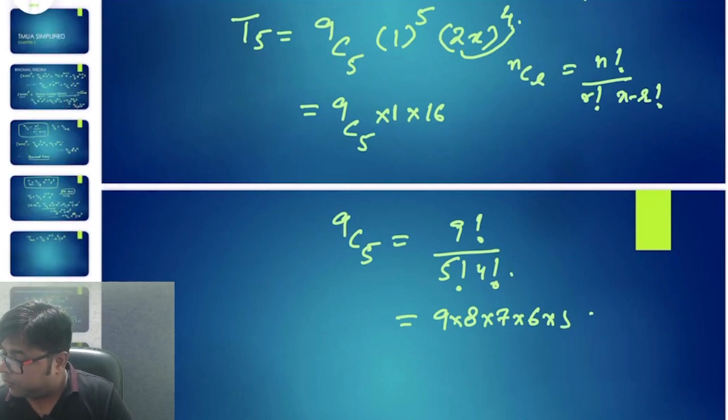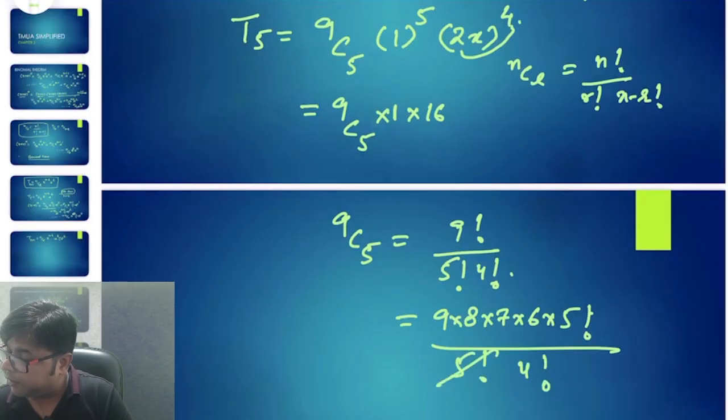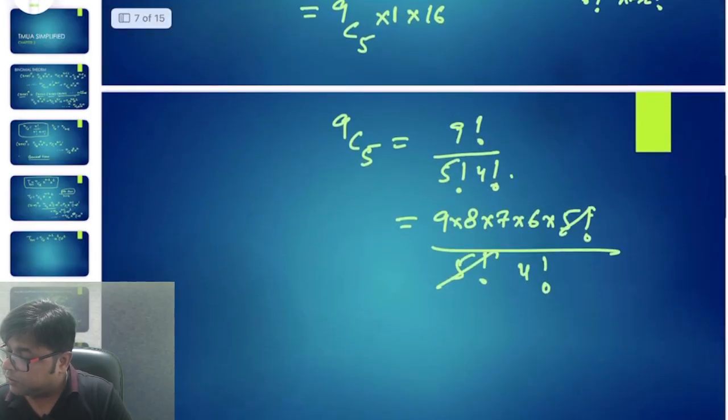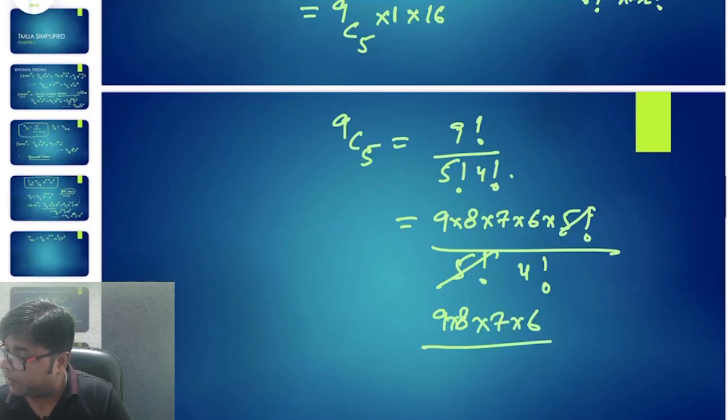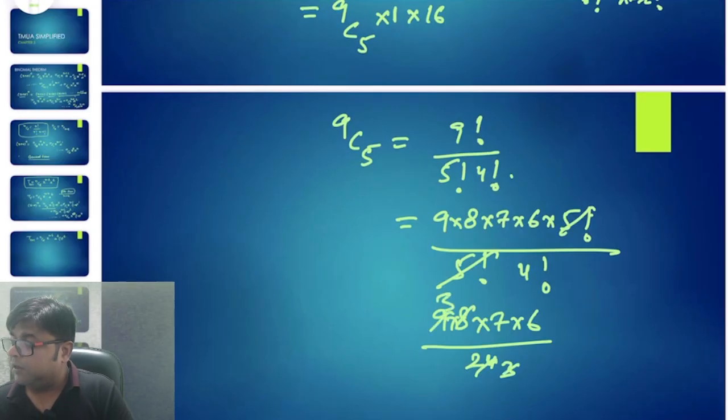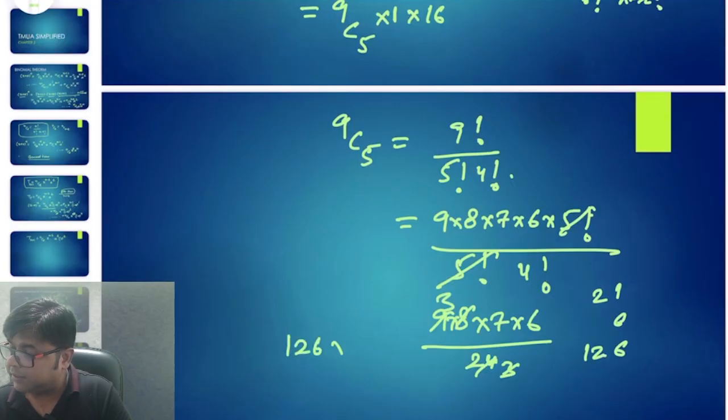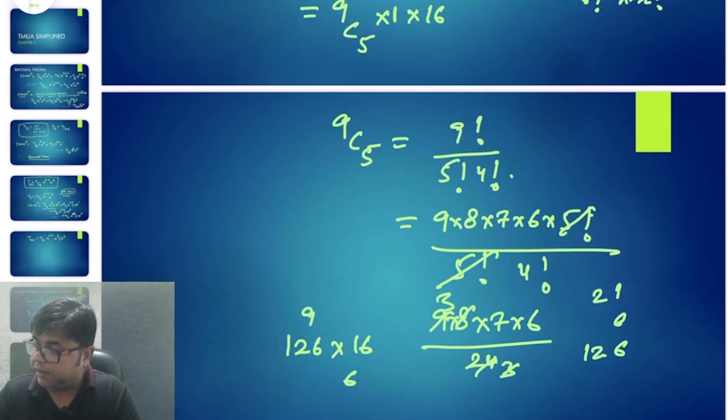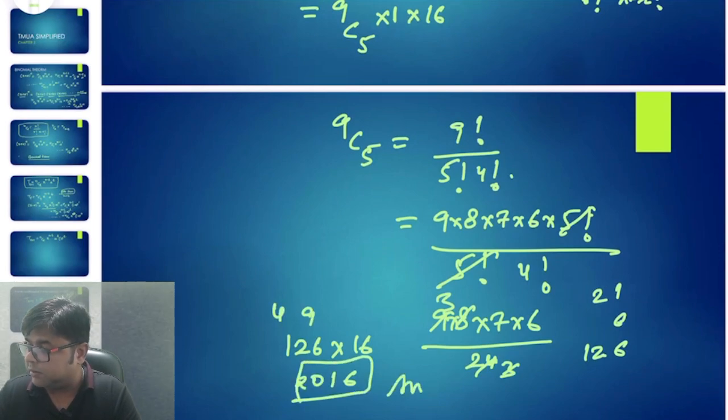So 9 into 8 into 7 into 6 upon 4 factorial, as 5 factorial gets cancelled. 4 factorial is 24. So this is 3, this is 3. So 3 sevens are 21, 21 into 6 will be 126. So 126 into 16: 16 6s are 96, 16 2s are 32, plus 1, 2016 is the answer.